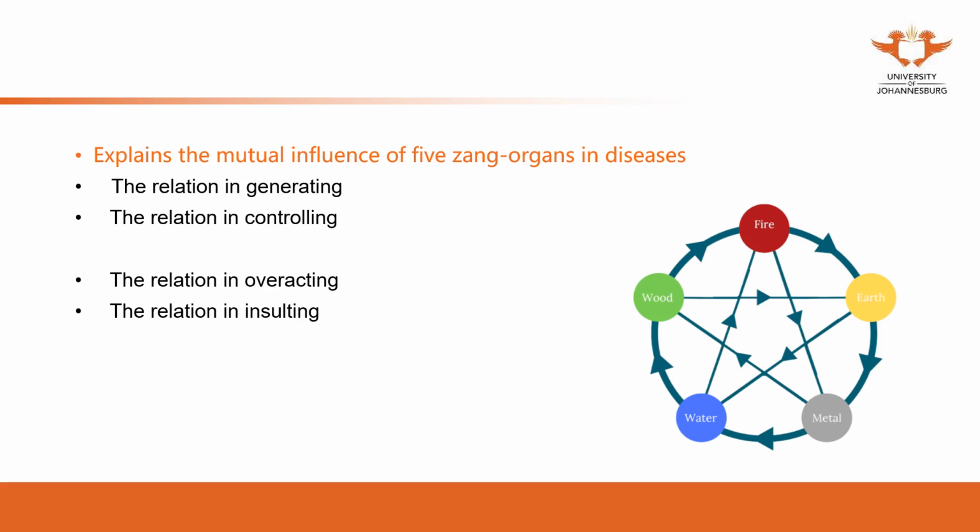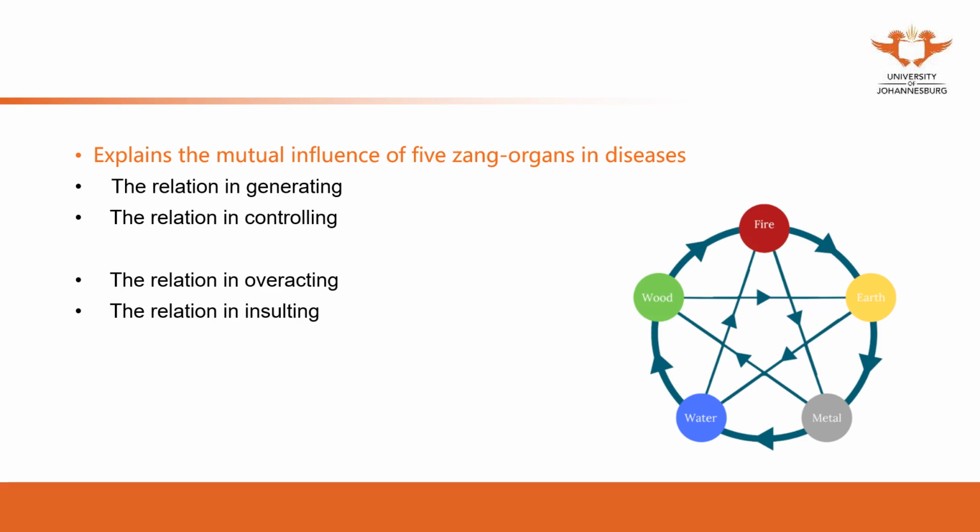A patient who suffers from a liver problem can develop a heart problem. On the contrary, a patient who suffers from heart blood deficiency may also develop liver blood deficiency. In this situation, it's the son element affecting the mother element. In this situation, the patient will have heart and liver deficiency.